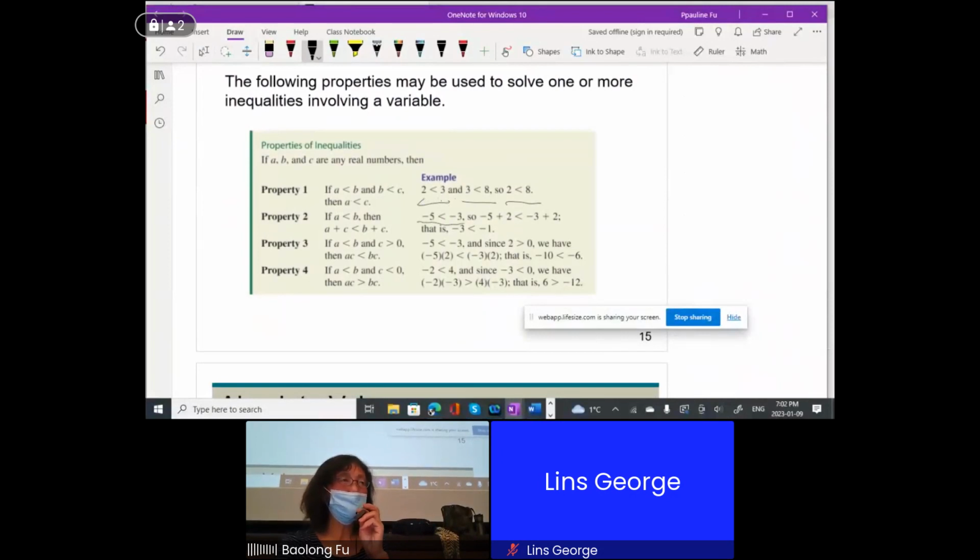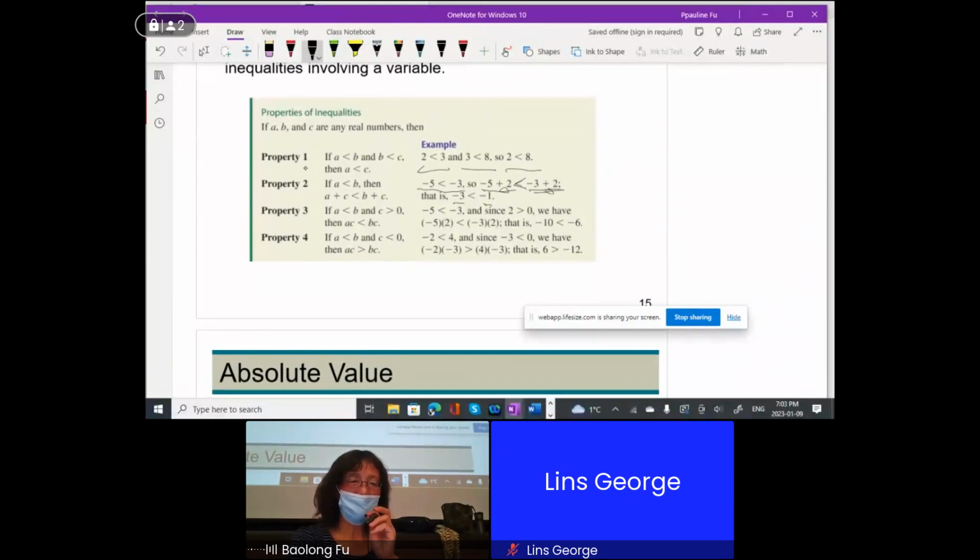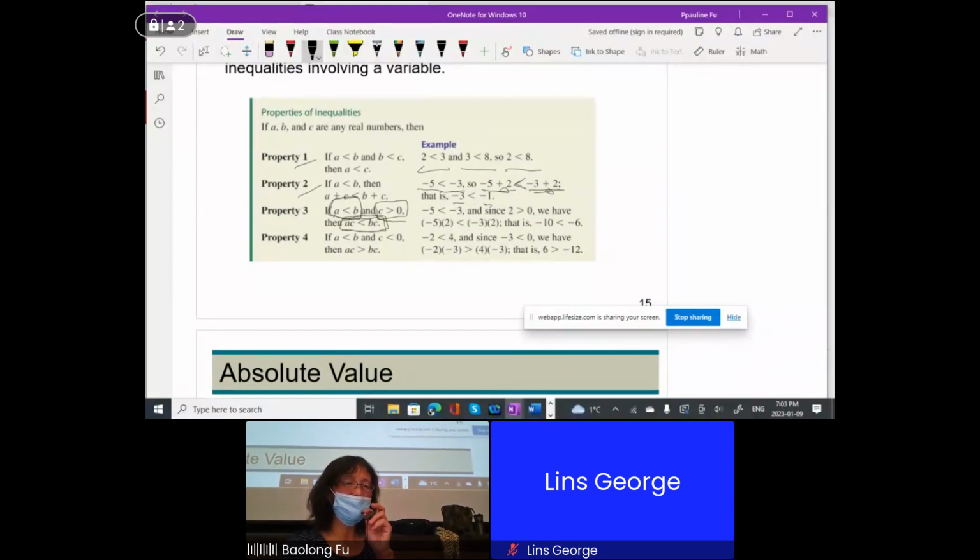If negative 5 is smaller than negative 3, and on both sides we add the number 2, the inequality still holds true. So negative 5 plus 2 is negative 3, which is smaller than negative 3 plus 2, which is negative 1. This is property 1 and 2. Property 3 says if A is smaller than B, and a number C is greater than 0, then if you multiply both sides by C, it still holds true. So AC is smaller than BC, on the condition that C is greater than 0.